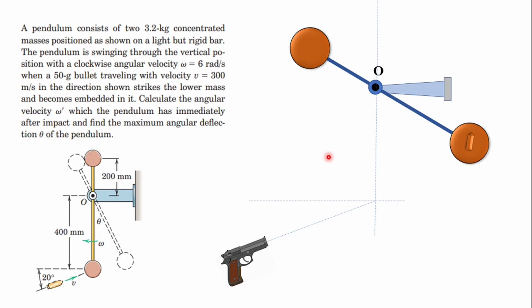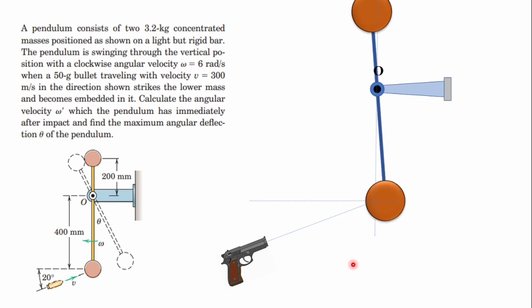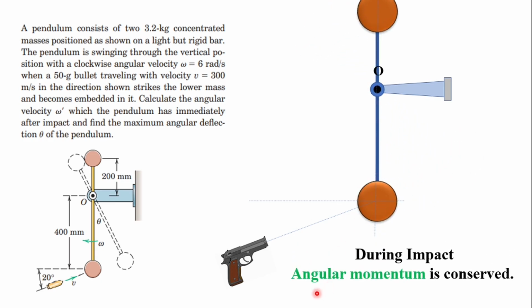The main concept is that during the impact, angular momentum is conserved because there is no external force. The bullet and the pendulum are just considered as one system. So we can use the conservation of angular momentum for solving the angular speed after impact.